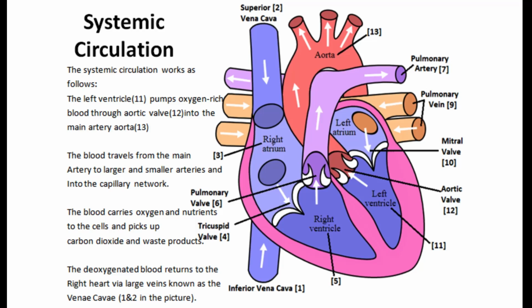Once the oxygen and nutrients are supplied to the cells and organs of the body, it will release carbon dioxide, and that carbon dioxide is carried by blood back to the heart, and the heart will carry it again back to the lungs. That's why it is called the circulatory system. It will keep on circulating. This phenomenon will keep on happening.